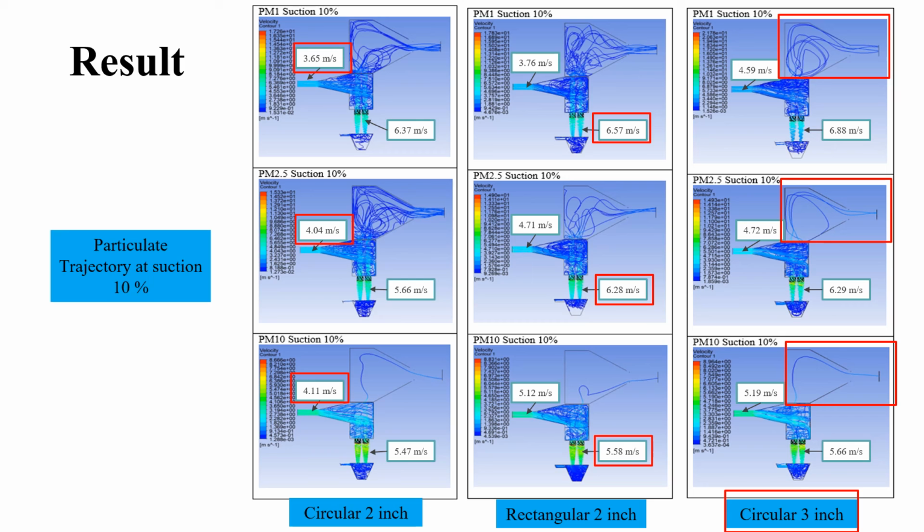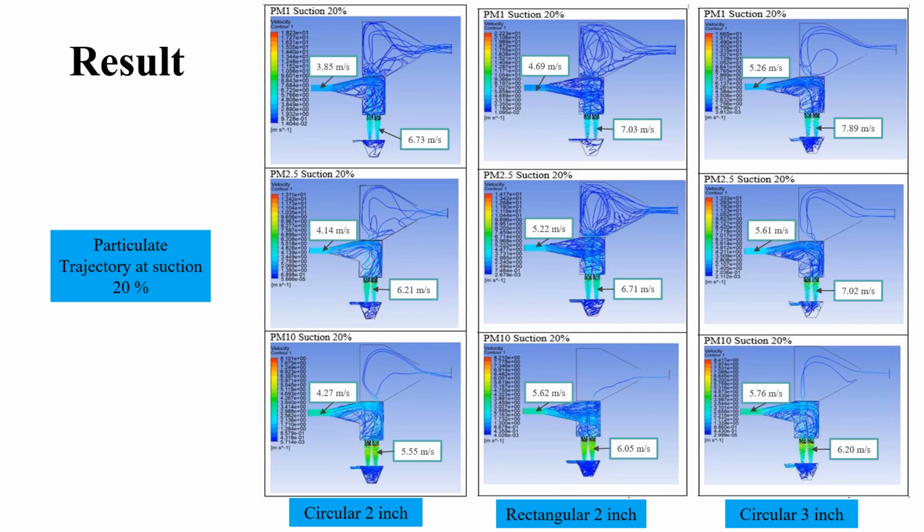Overall, the retrofitted cyclone of circular 3-inch has the highest velocity compared to the others, which results in better collection efficiency as well. While, as the suction percentage increases, the velocity of gas at inlet stream and cyclone vortex also increases.